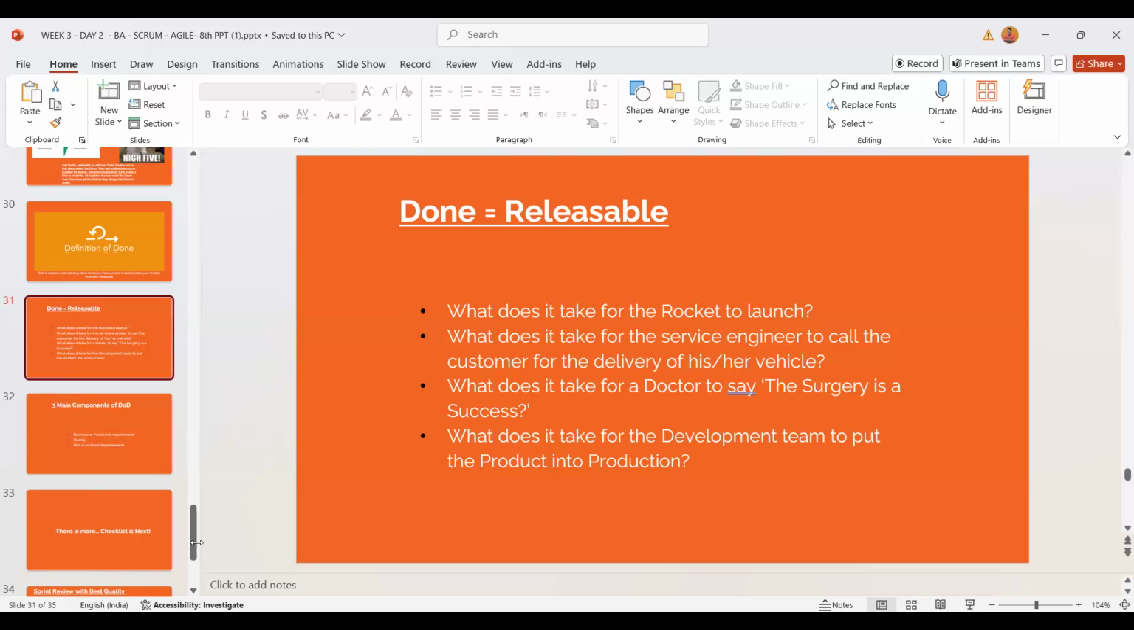So at what point of time, what will you do to say that this rocket is now ready to launch? At what point of time will you say, as a service engineer, the vehicle is ready to deliver? At what time would you say, as a doctor, the surgery is a success? What do you do to say that? What would you do to say that?